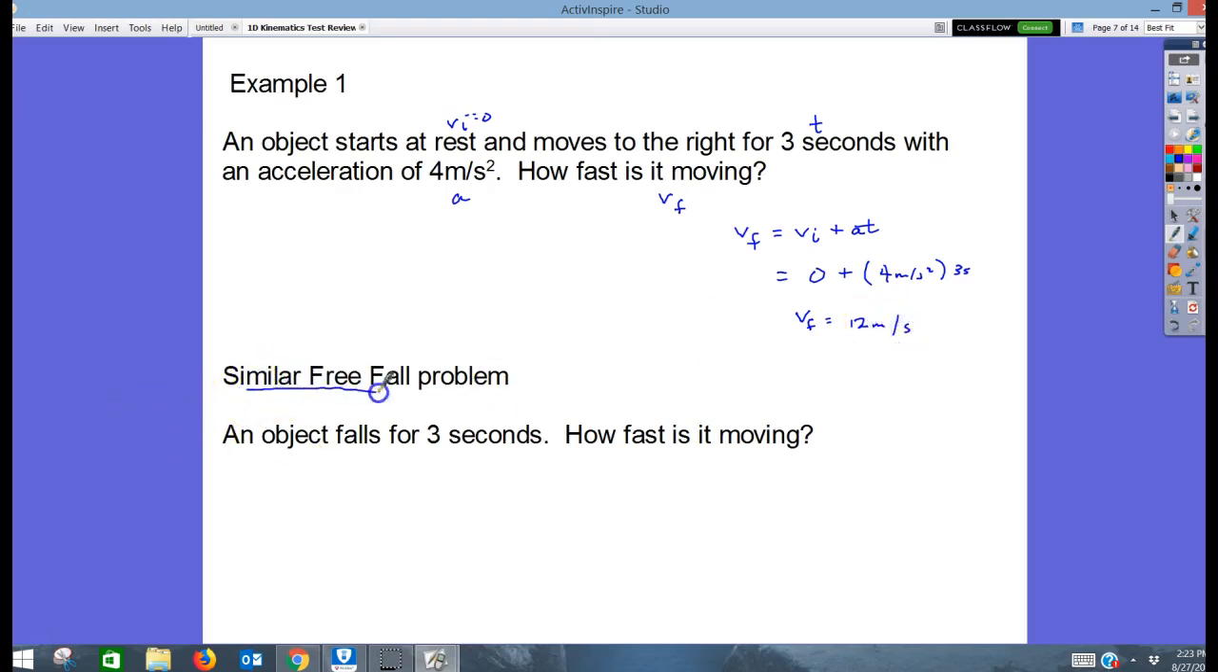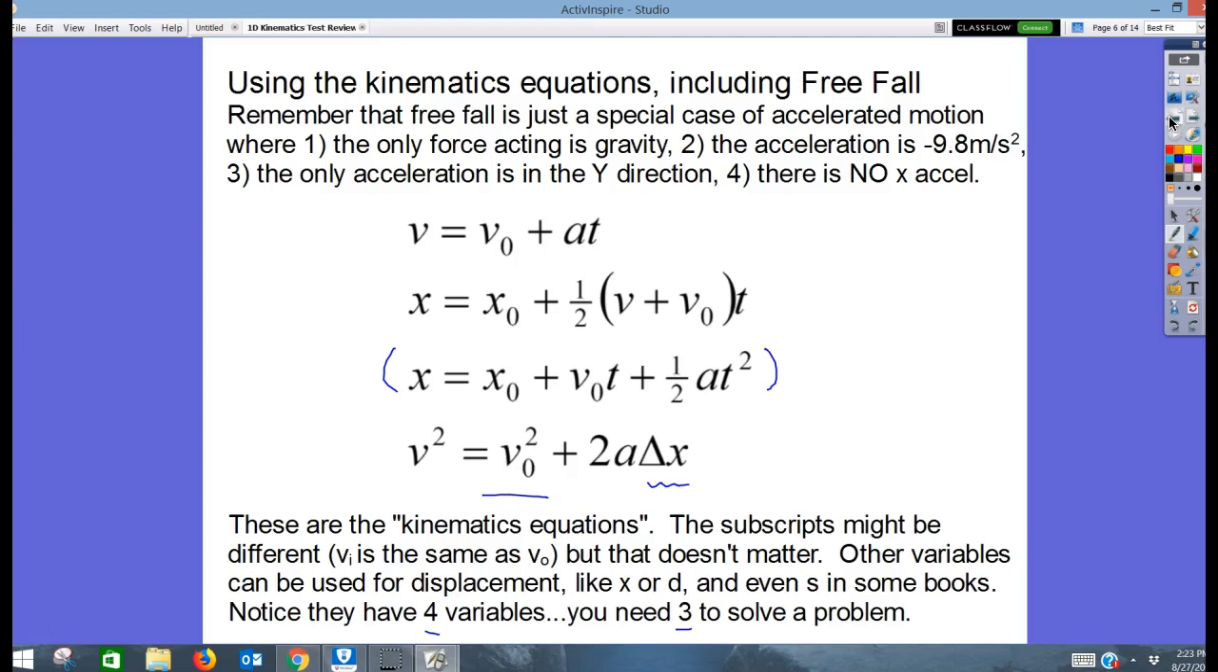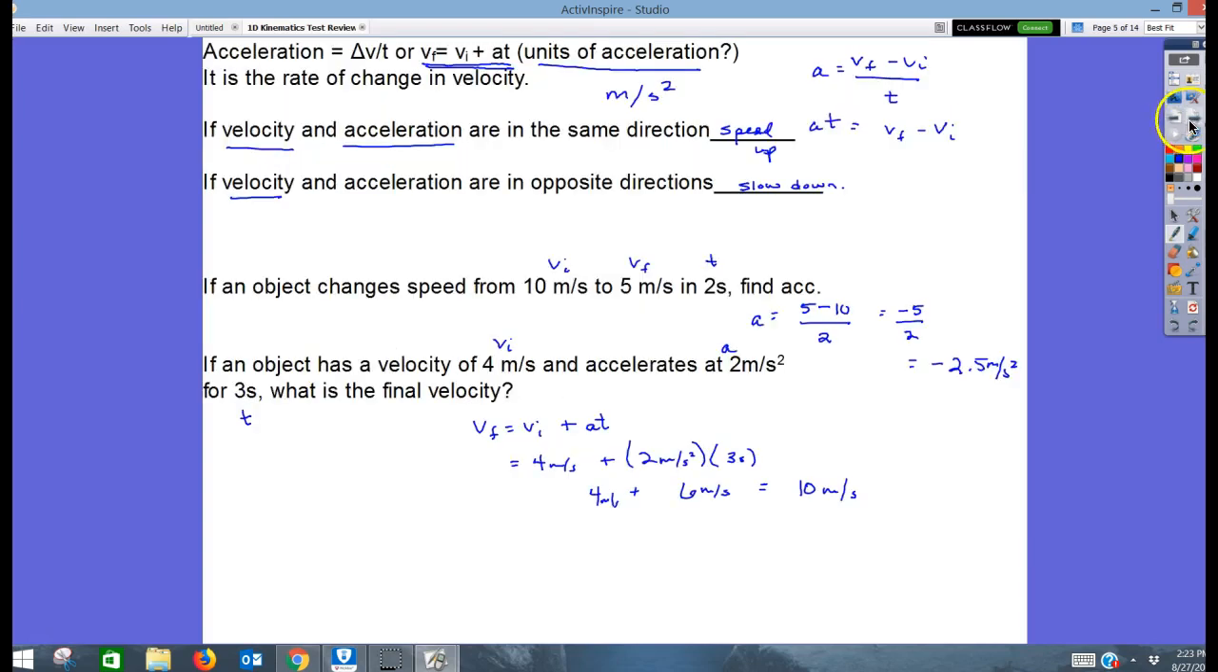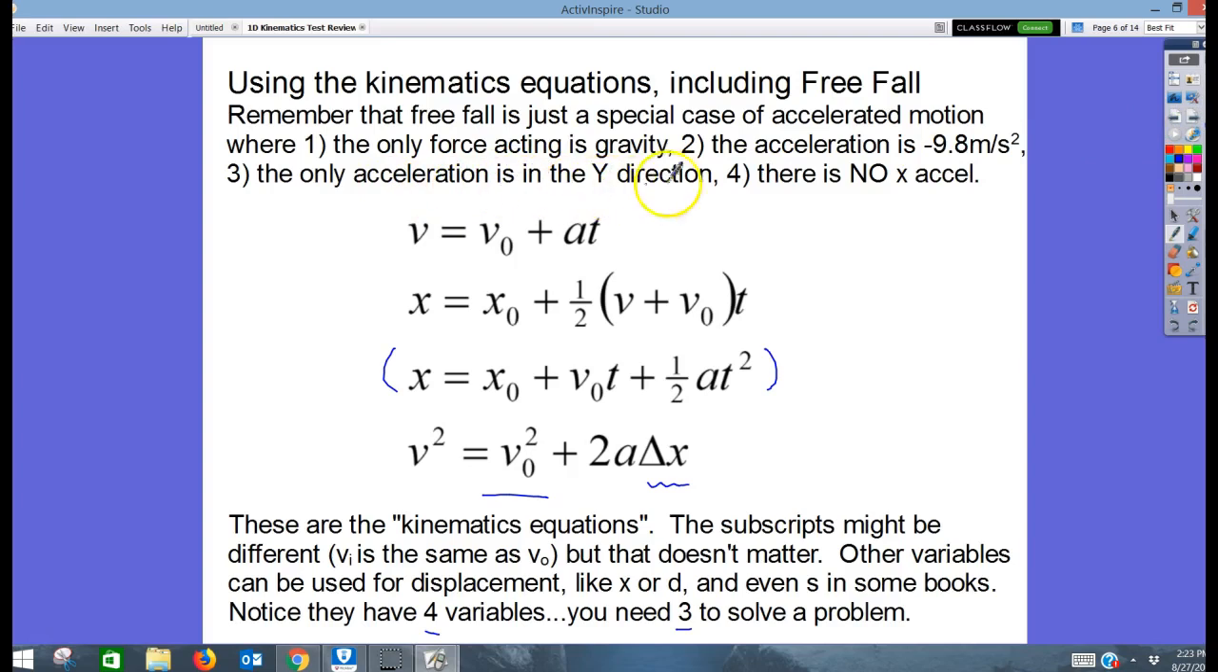Okay, free fall. Free fall is, I think I missed it on a previous slide. Free fall is an example of what was on this slide. Here we go. Remember that free fall is just a special case of accelerated motion. The only force acting is gravity. The acceleration is not an unknown. It's not a variable anymore. It's -9.8 meters per second squared. There is only acceleration in the y direction. There is no x acceleration in free fall problems. Gravity is the only thing acting, and it only acts downward.